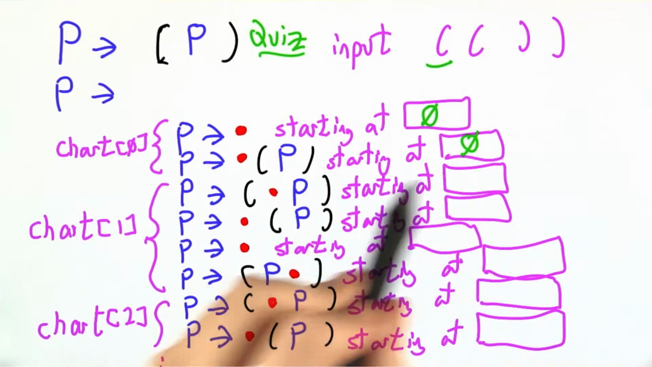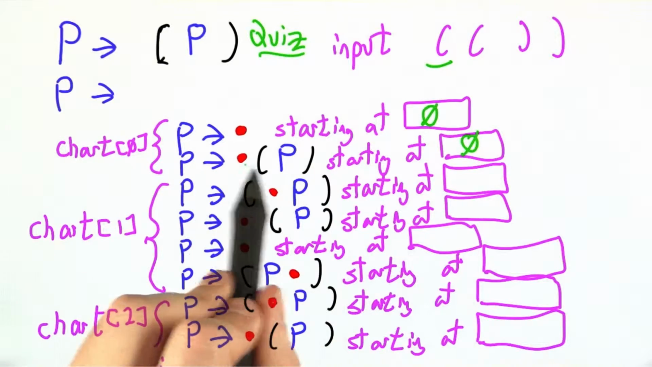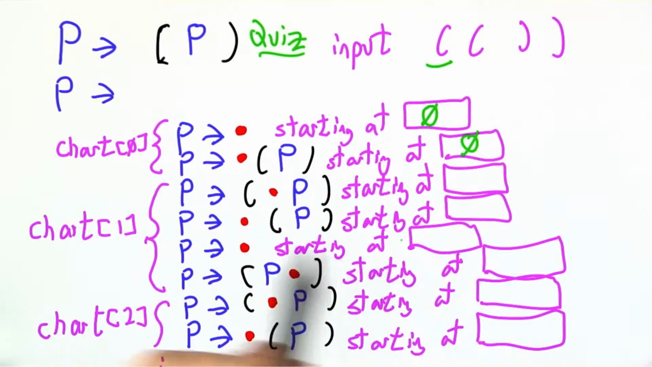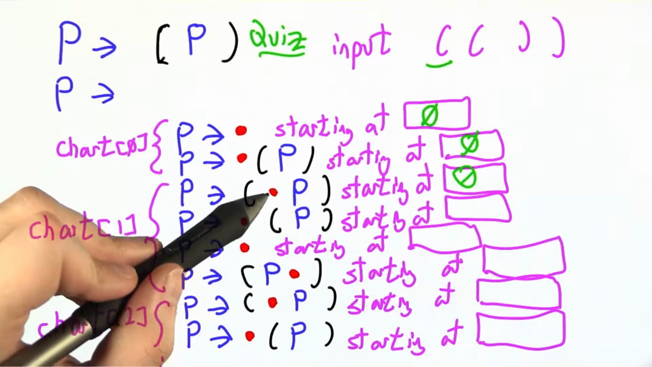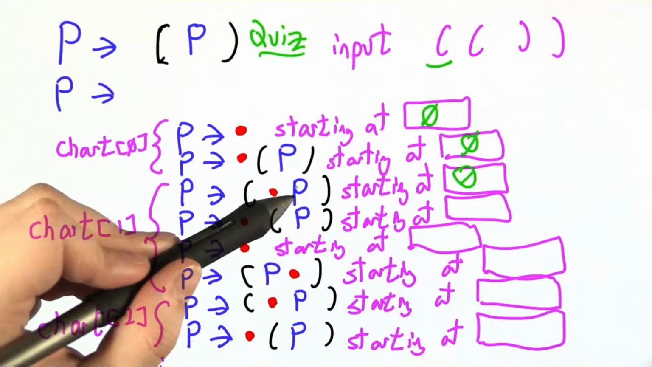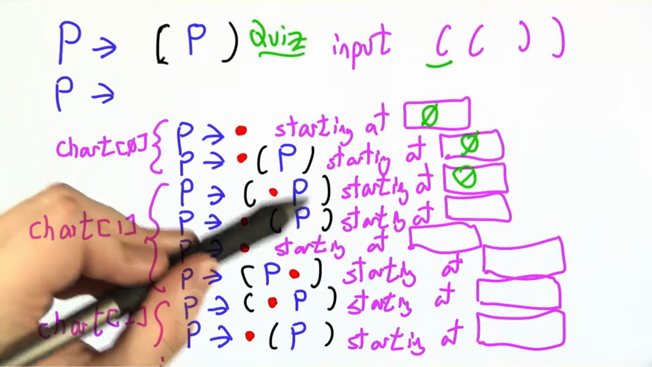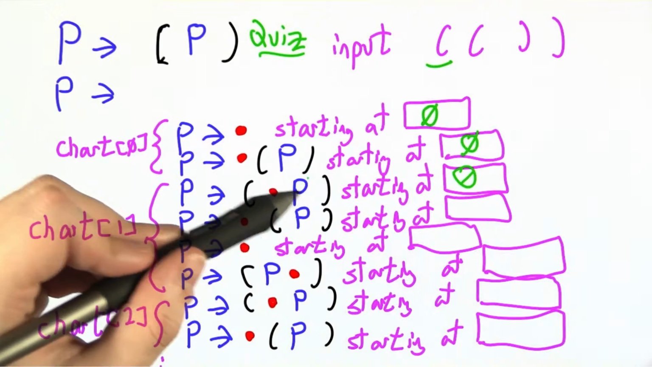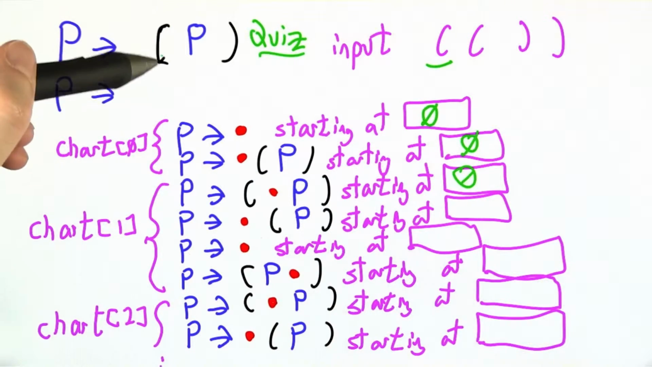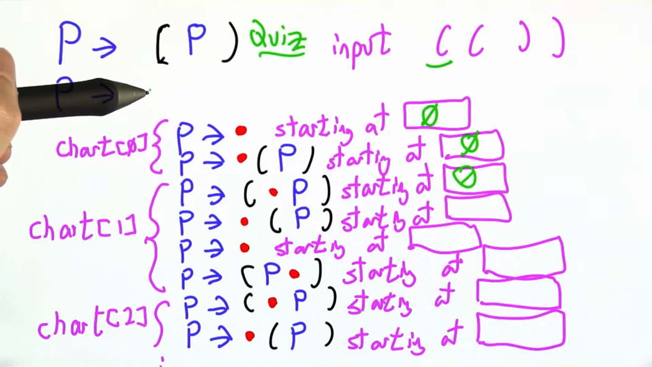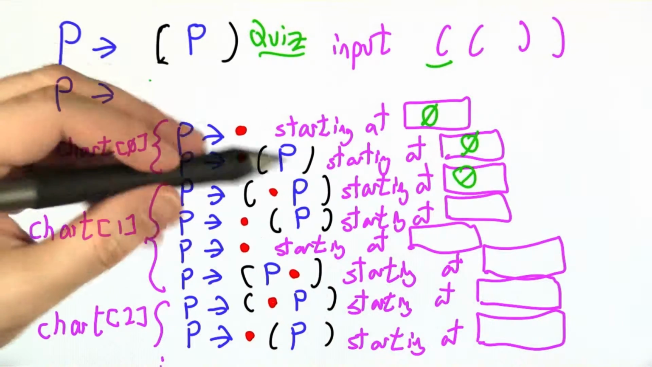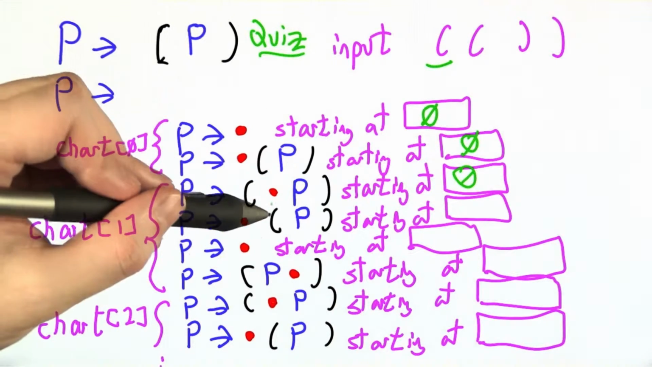So essentially, I copy this previous rule, P goes to dot, open P, close, starting at 0, and I bring it down here into chart 1. But now I have the dot, I have my finger before a P. If I'm expecting to see a P in the future, I could see another open parenthesis, because that's one of the things that P can rewrite to. I could also see nothing, because that's another thing that P could be rewritten to. So I've included both of those.